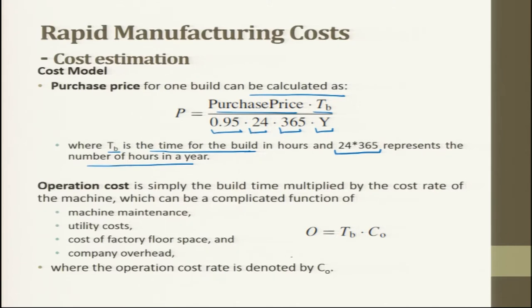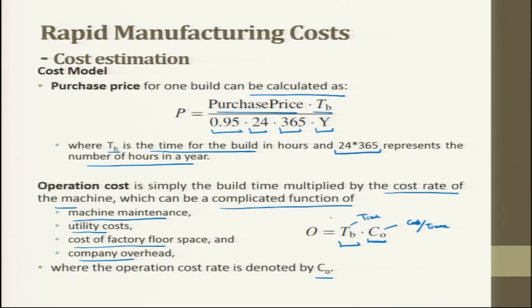Then operation cost is simply the build time multiplied by the cost rate of the machine, which can be a complicated function of machine maintenance, utility costs, cost of factory floor space, and company overhead. The operation cost is denoted by CO. So, this operation cost is the build time into the operation cost rate per unit time. CO is the cost per unit time, and this is the build time.